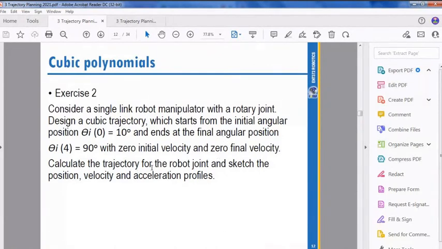Calculate the trajectory for the robot joint, scale the position profile. Consider a link robot manipulator, rotary joint, design a cubic trajectory, start from initial angular and end angular. He does not give the time, but he writes down here, starting from 0, initial, this is time 0 second, and final at 4 seconds. So you know that the arm moves from 0 to 4, that means within 4 seconds. So this is indirect given value.